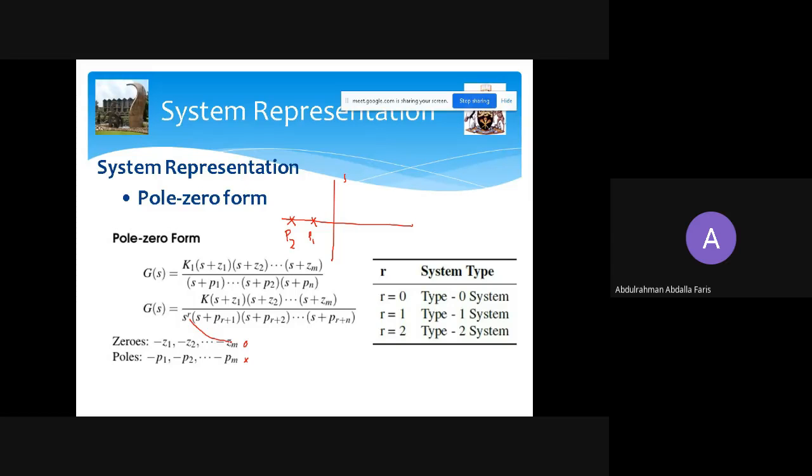This r here is the one which decides which type of system it is. If r is zero, then it means we don't have this s here, and this s is actually a pole at the origin. If this is just one, then it means we have one pole at the origin. If it's two, it means we have two poles at the origin. So that is the pole zero form of the system, and we'll use this in design and analysis later.